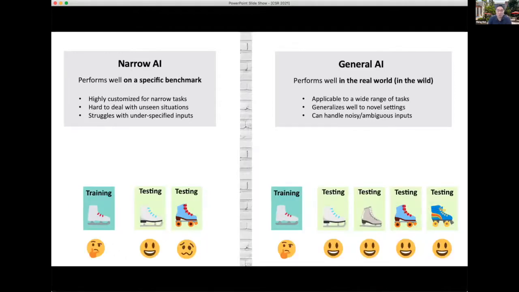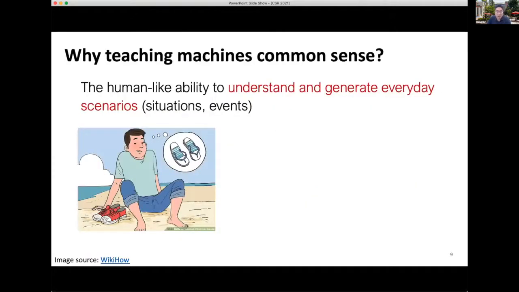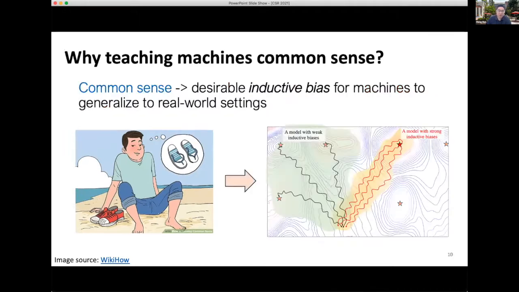So there's clearly a move right now going from narrow to more general AI, which is what we are trying hard to do. And my personal take here is that common sense reasoning is possibly one of the useful capabilities that can help break this barrier even just a little bit. And the reason is that we know common sense is trying to capture the human-like ability to understand and generate everyday situations, events, and other scenarios.